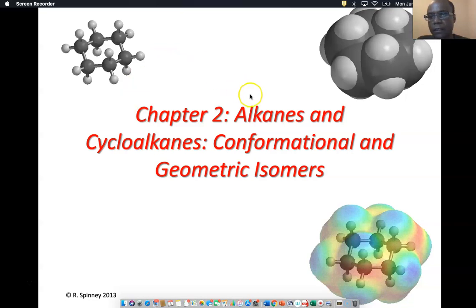We already described what alkanes are. They have all single bonds. There's no double bond, there's no triple bond. This is an example of a cyclic alkane, where you see the black balls, those are carbons. These grayish, whitish, small balls are hydrogens. So you have carbon and hydrogens only in this structure. This is a hydrocarbon. Okay.